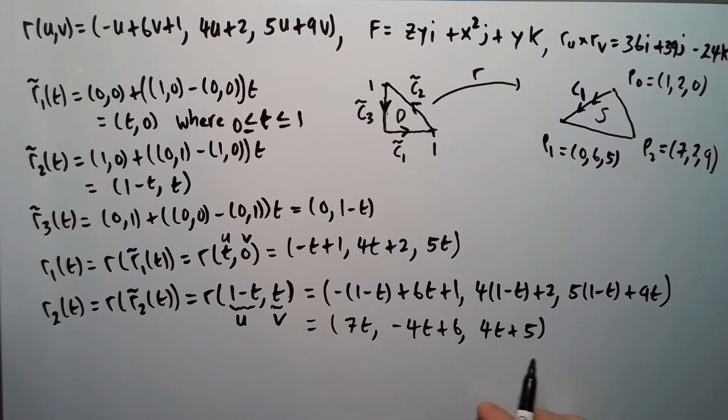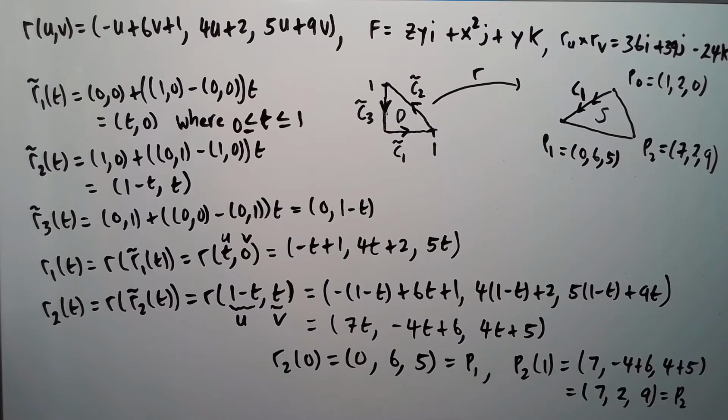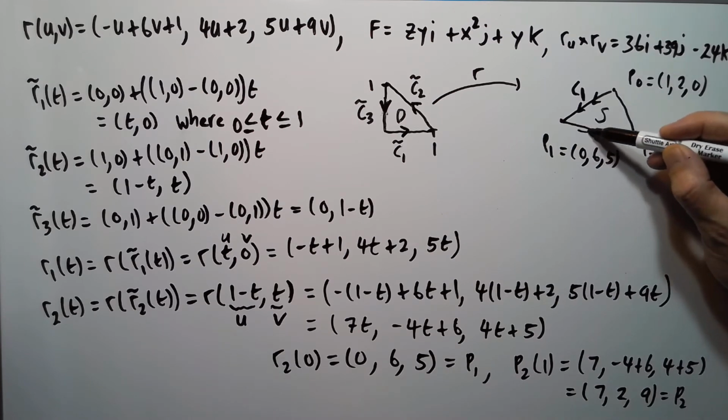so I get this then. And let's evaluate now at 0 and 1 to see where we're at over here. So let's put in 0 for t and 1 for t. So putting 0 in place of t here, here, and here, we get (0, 6, 5), which is our P1. Then putting 1 in place of t here, here, and here, we'll get this guy, which will become (7, 2, 9), which is P2. So it looks like we're going this way.